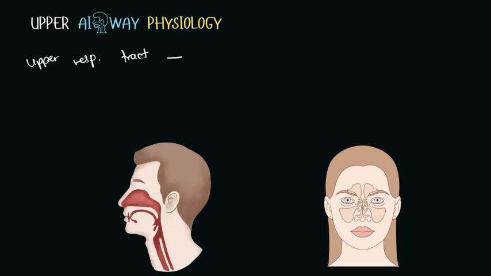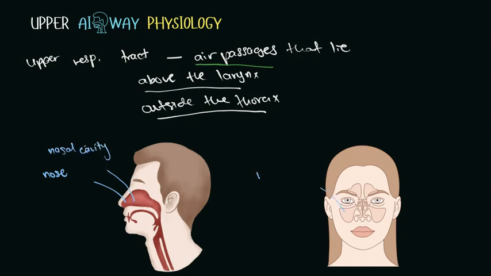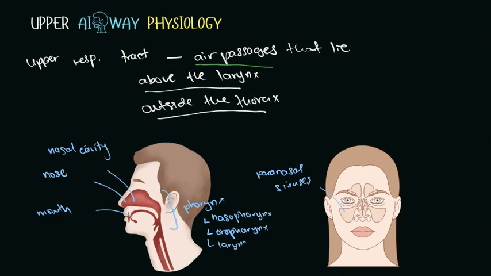The upper respiratory tract refers to the air passages that lie above the larynx and outside of the thorax. It includes the nose, the nasal cavity, the paranasal sinuses, the mouth, and the pharynx. Pharynx can be further subdivided into nasopharynx, oropharynx, and laryngopharynx.